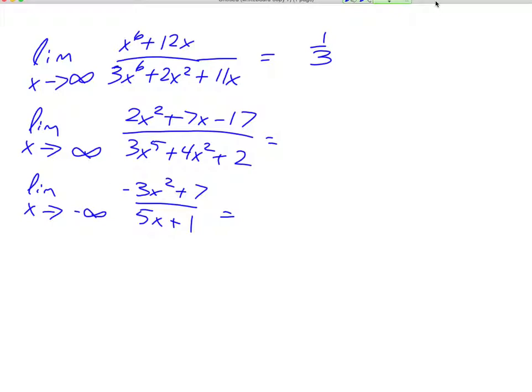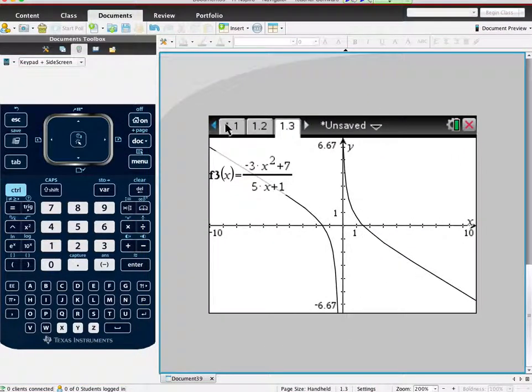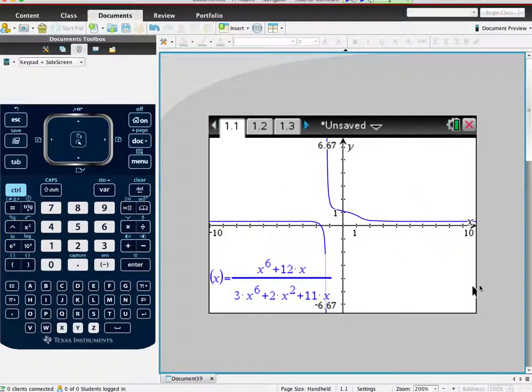So we will verify that graphically. So I go to my graph. There we go. All right, so here it is. Notice, as I go out to the right towards infinity, what are we leveling off at? 1/3. As you can see, 1/3 is about right there, and that's where we're leveling off at.